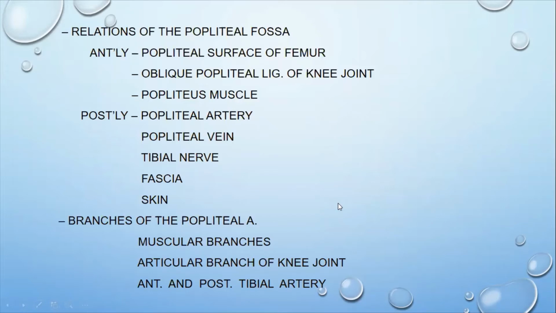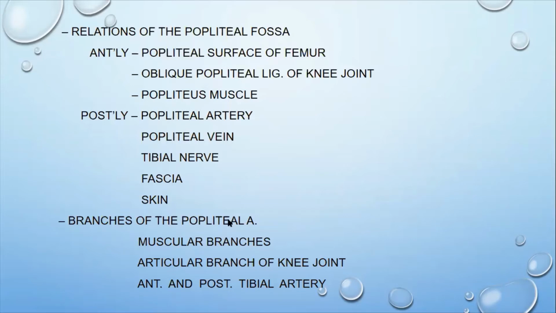Now, the relations of your popliteal fossa anteriorly will have the popliteal surface of the femur. Then you will have the oblique popliteal ligament of the knee joint and then the popliteus muscle. Then posteriorly, you will have the popliteal artery, the popliteal vein, the tibial nerve, and the fascia and skin.